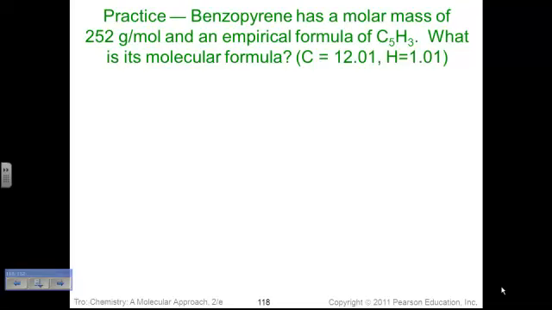Benzopyrene has a molar mass of 252 grams per mole. Its empirical formula is C5H3. What's the molecular formula for benzopyrene? Add up the empirical formula weight and see how many times that goes into the target of 252. Distribute that number through and see what we find.